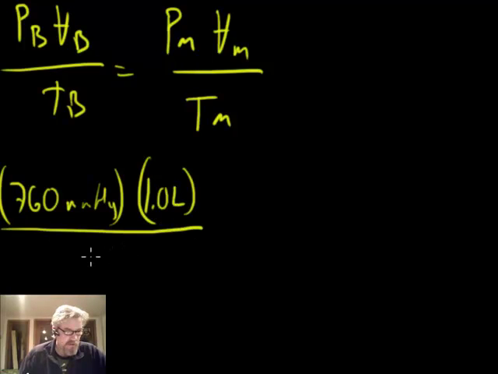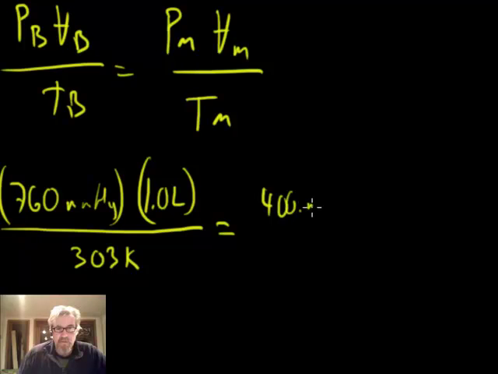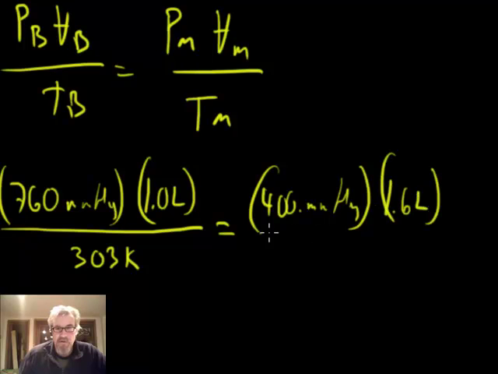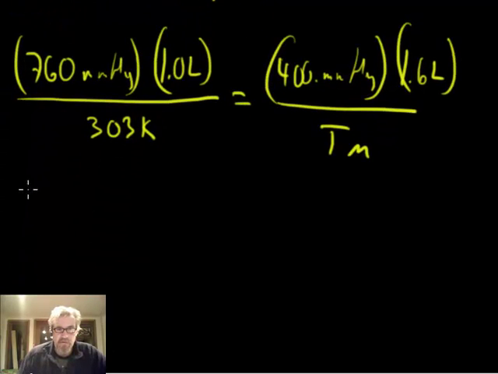Temperature on the beach is 30 degrees C. If I add 30 to 273, I will get 303 kelvins. Pressure on the top of the mountain is 400 millimeters of mercury. The volume up on the top of the mountain is 1.6 liters, and the temperature on the top of the mountain is the part we don't know. So let's cross multiply and divide.